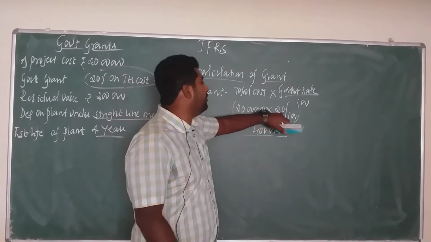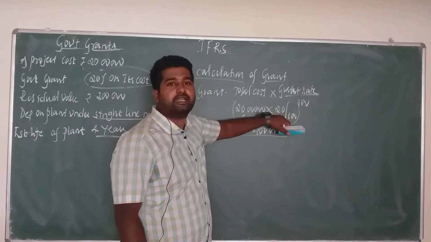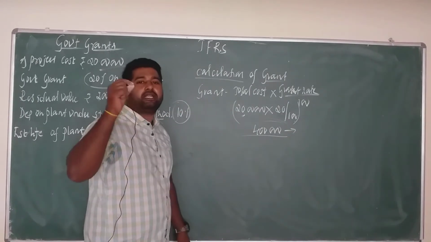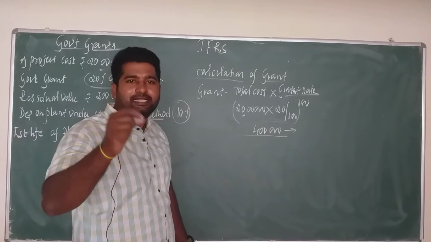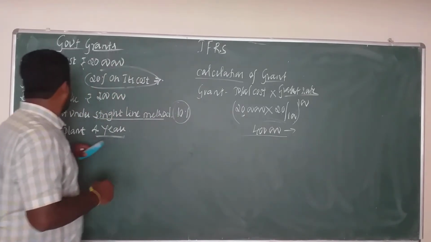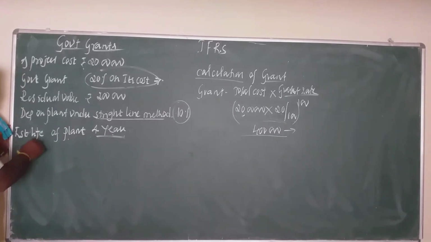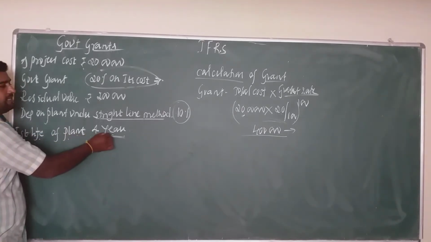But the government is going to release only 20% of its cost. That is 40,000. Now we need to find out what is the per annum grant released by the government. Now here, what is the estimated life of the plant? 4 years. The estimated life of the plant is 4 years.